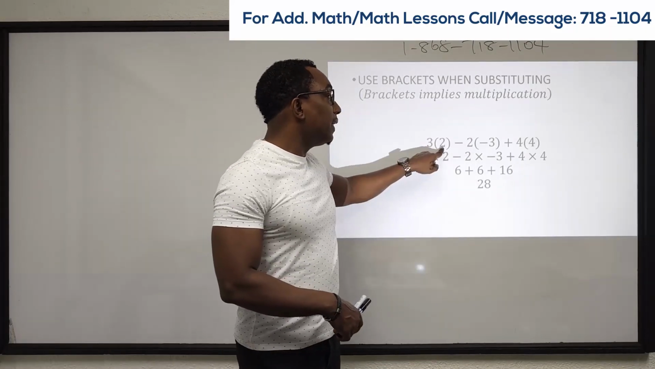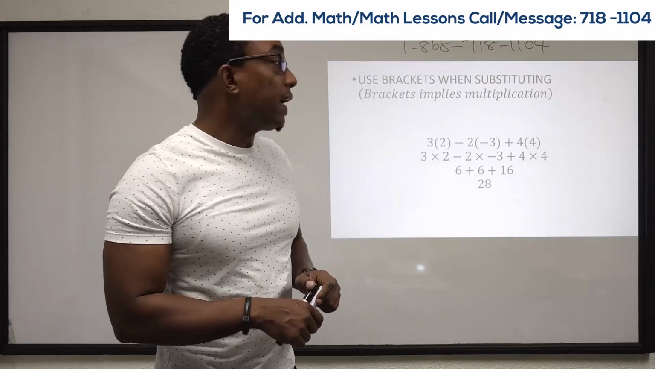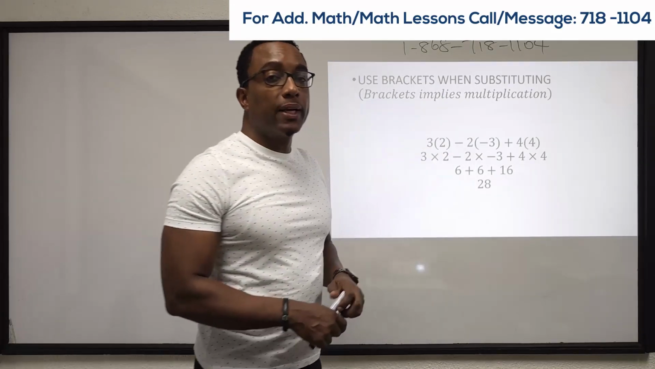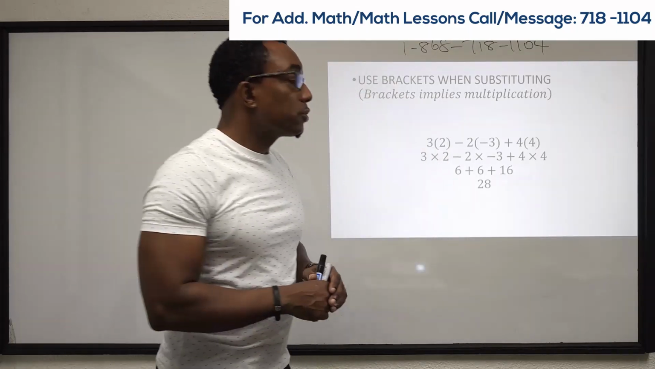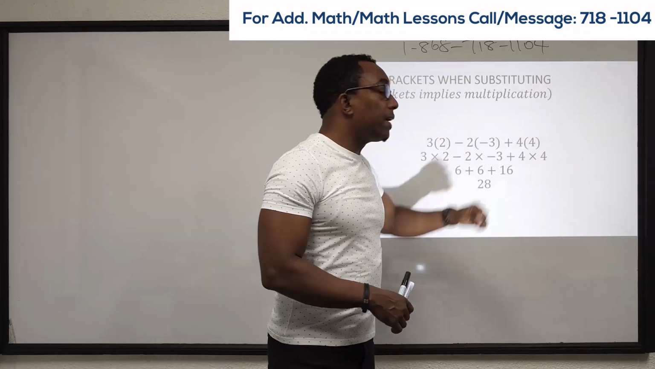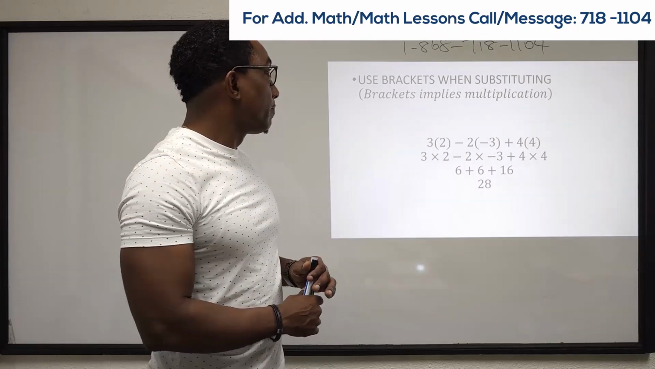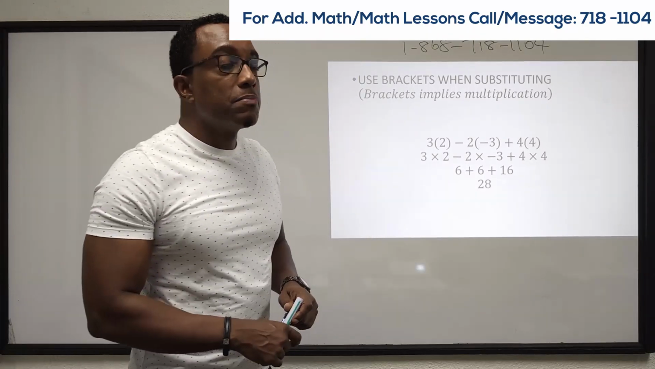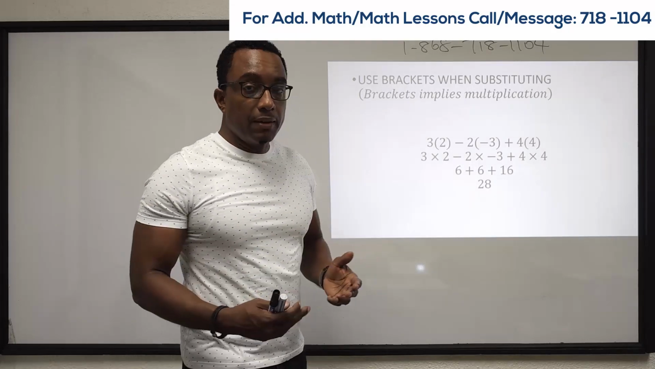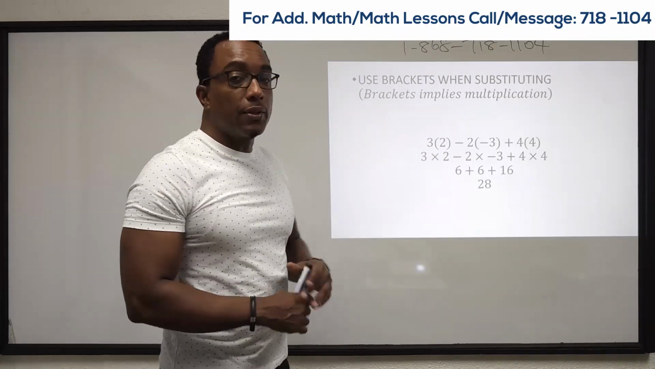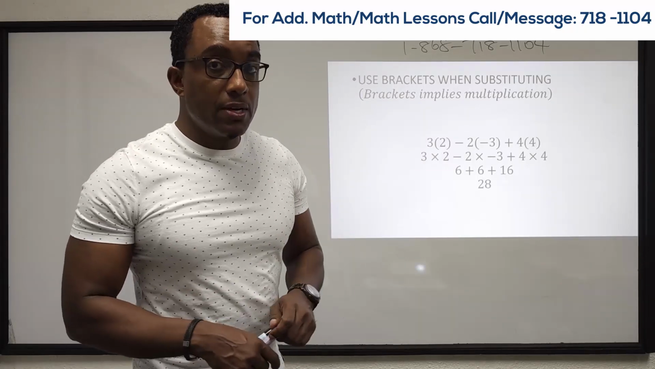Where I saw a in the algebraic expression, I replaced it with 2, and I ensure 2 is placed within brackets. Where I saw b, I replaced b with negative 3, and of course negative 3 is placed within brackets. Where I saw c, I replaced it with 4, so I'm going to place 4 in brackets. Keeping in mind, brackets implies multiplication. So we replace the variable with the number given, but that number is placed within brackets. This is otherwise known as substitution. We substitute the variable with the given numbers.